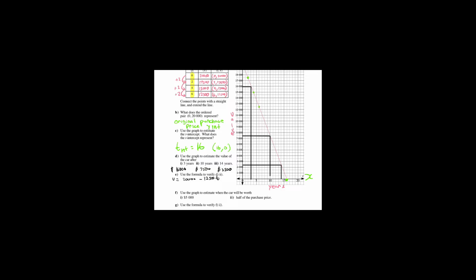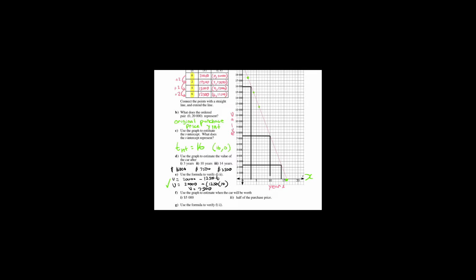So essentially what I'm going to do is the value is going to be 20,000 minus the 1250 times 10, which is going to be minus 12,500. So there the value should be 7,500. And we are correct, sir.